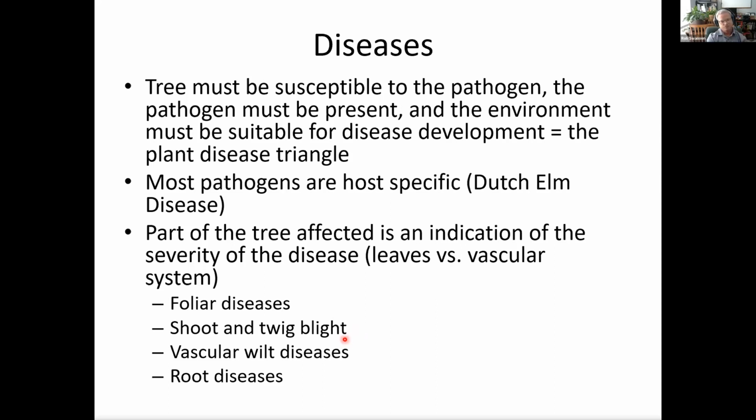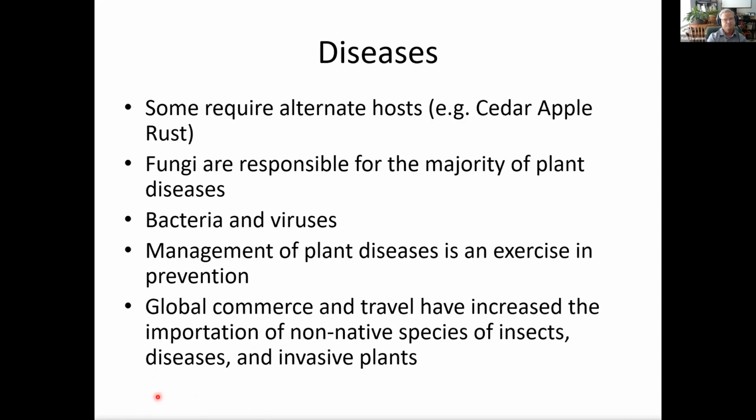We also have vascular wilt diseases, obviously. You can have root diseases, things like phytophthora and things that can just destroy the root system. Some diseases even require alternating hosts. So you might have, the common example is apple cedar rust or cedar apple rust. It spends 1 year in the cedar tree, and then the next year in the apple tree, and then back to the cedar tree. And it can look really cool.